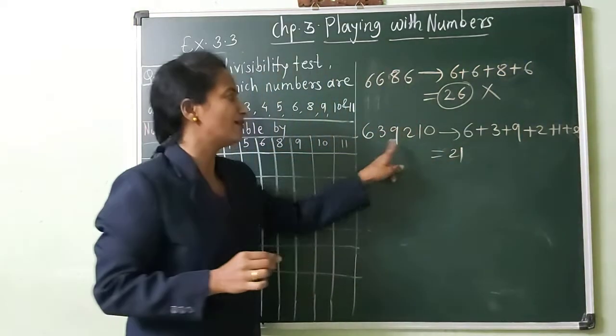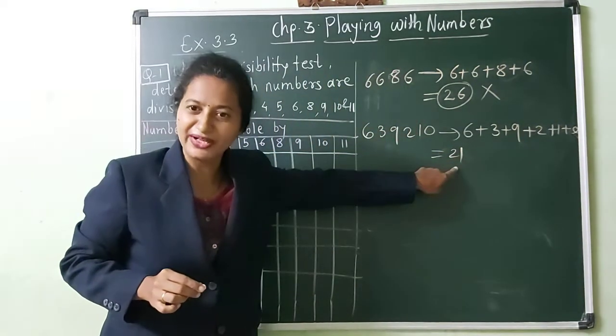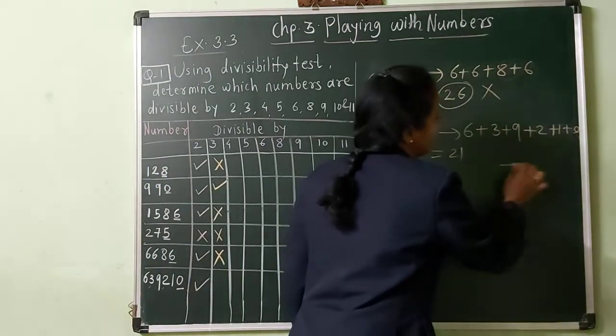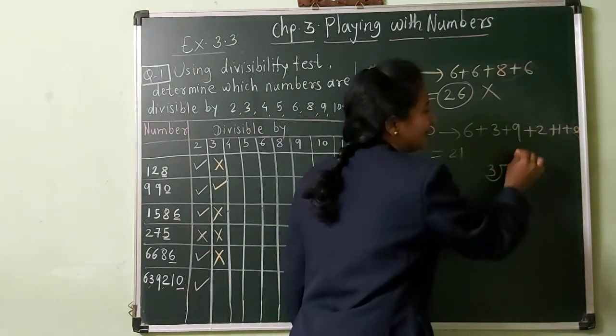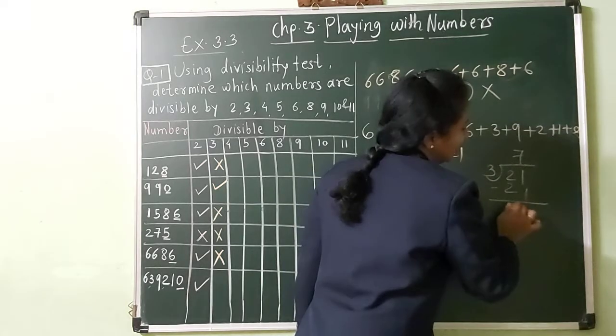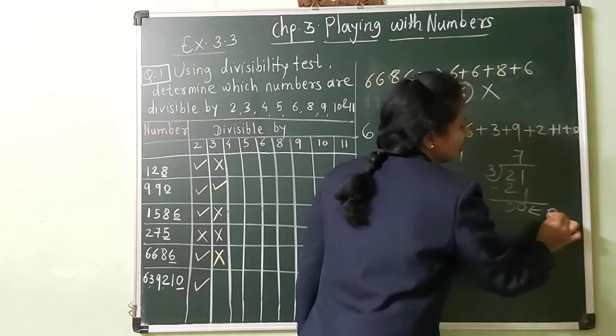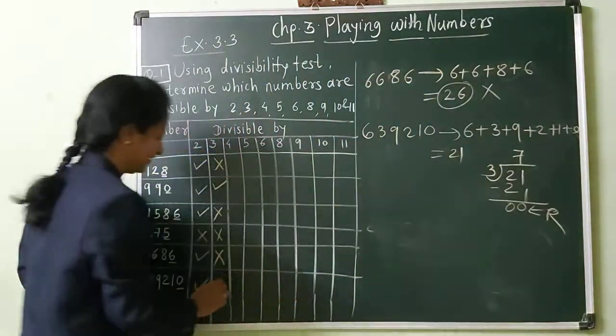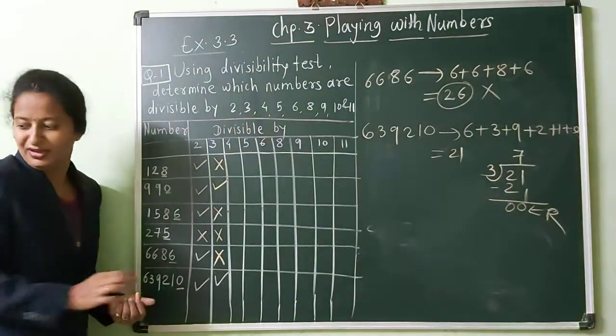21. That means the sum of digits present in this number is 21. And check now, is 21 exactly divisible by 7? So 3 7s are 21. Here you got remainder as 0. So this number is divisible by 7.